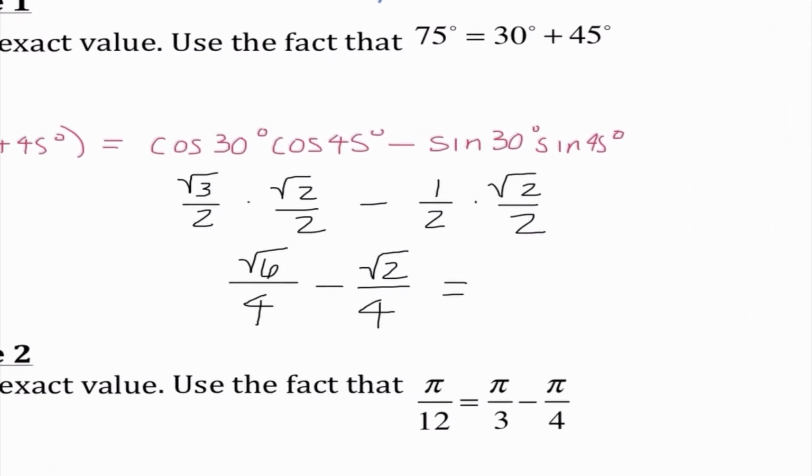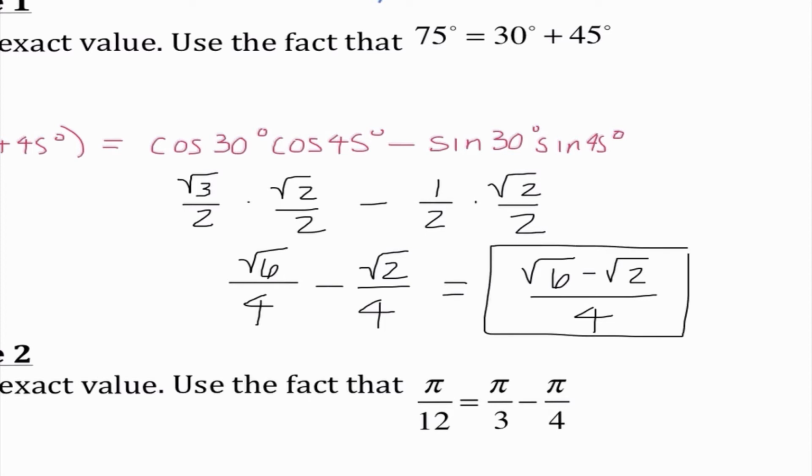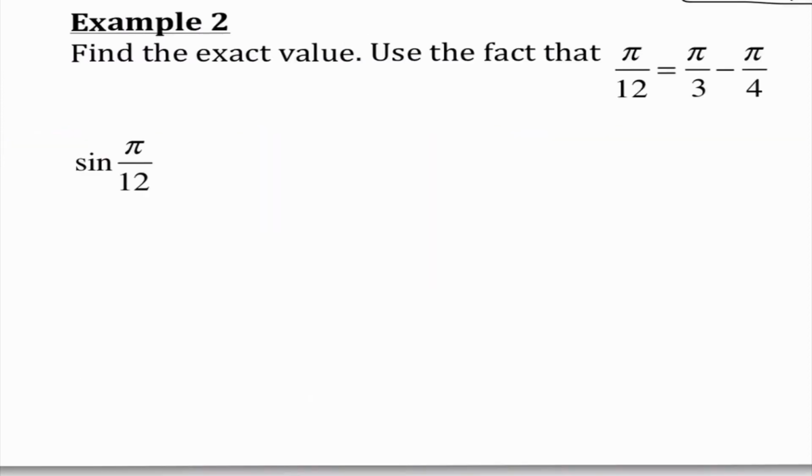Here we have a common denominator, so I can combine, and my answer becomes radical 6 minus radical 2 over 4. So really our 3 steps in this problem: knowing our formula, knowing what each of these 4 trig functions was equal to, and then just knowing how to simplify a problem like this.